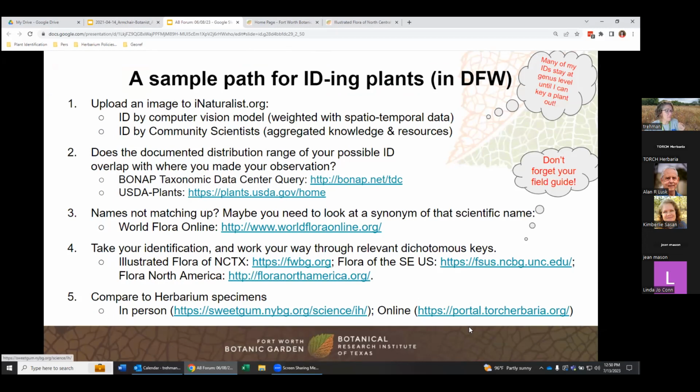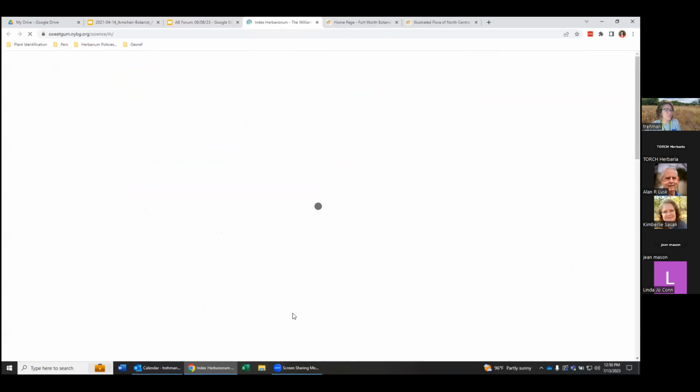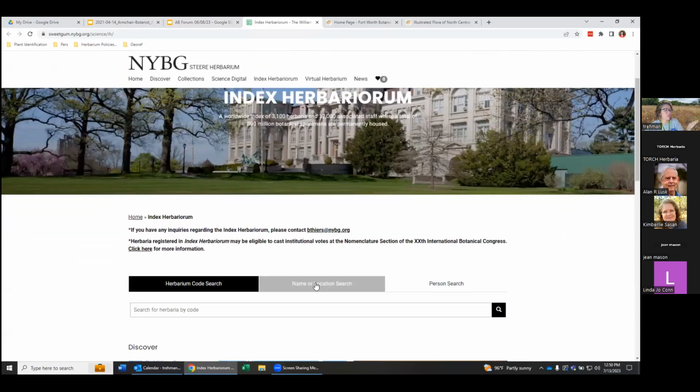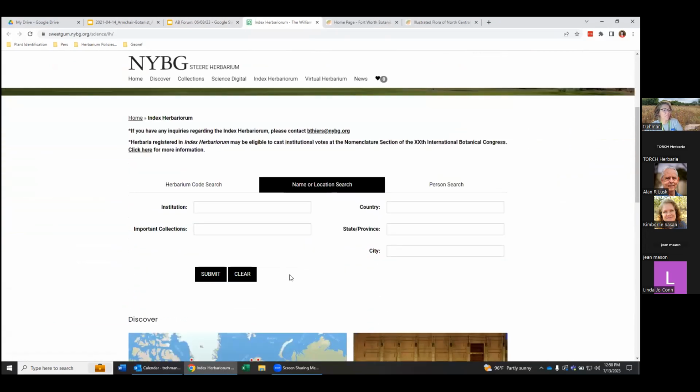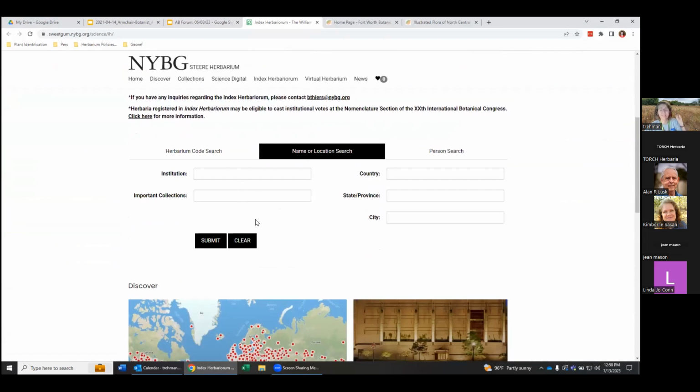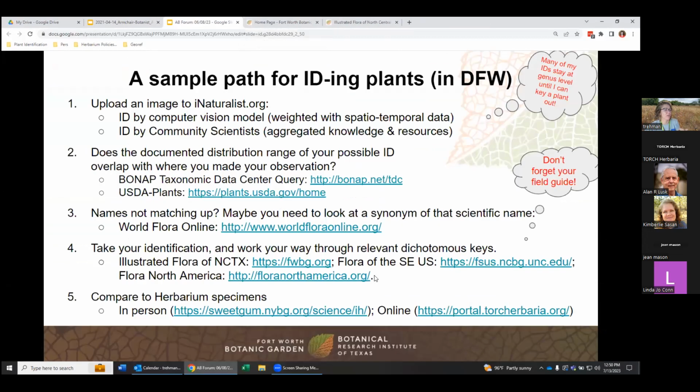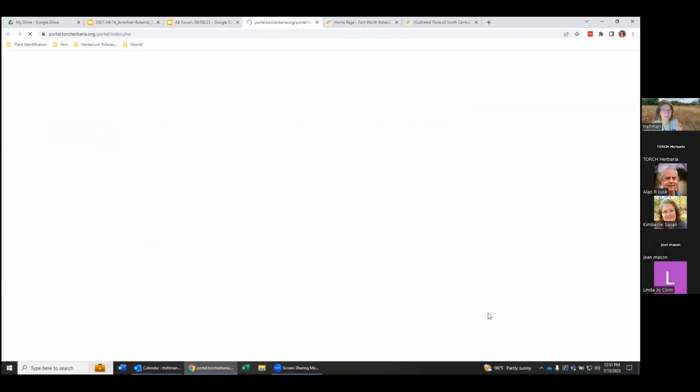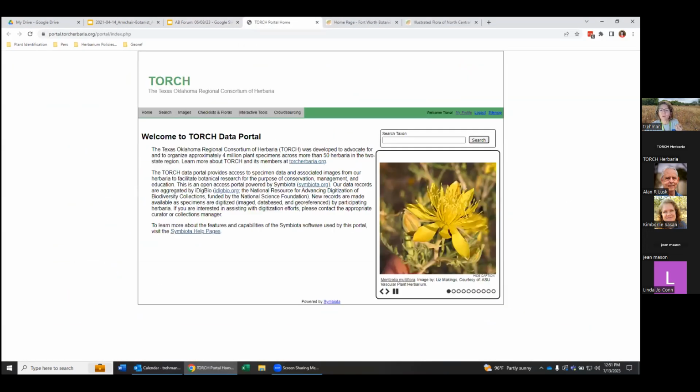And then compare to herbarium specimens. You can do so in person. There's a website called Index Herbariorum, which you can come to. You can do a search by location, which is what I'm showing you on the screen, to find the herbarium close to you and to find contact information for that herbarium. But going back to what you were saying about Williamson County, Ashley, let's go in here.